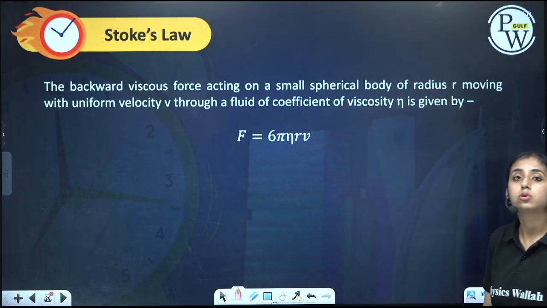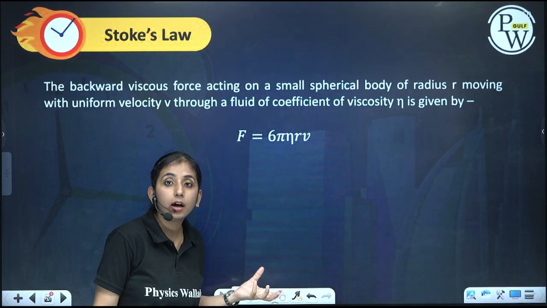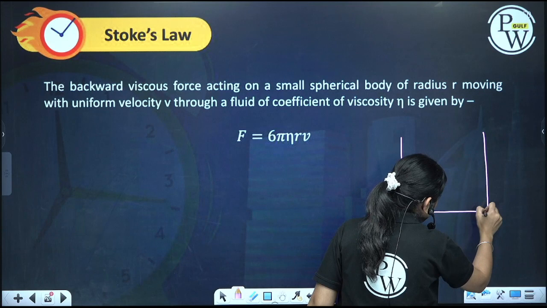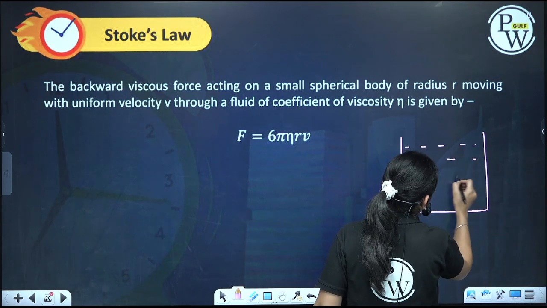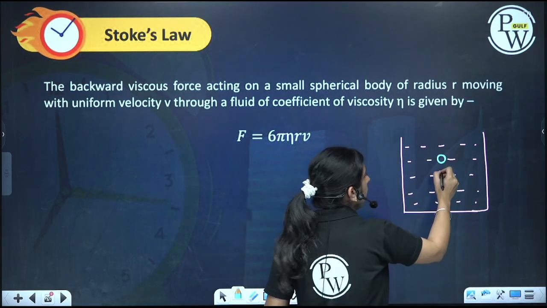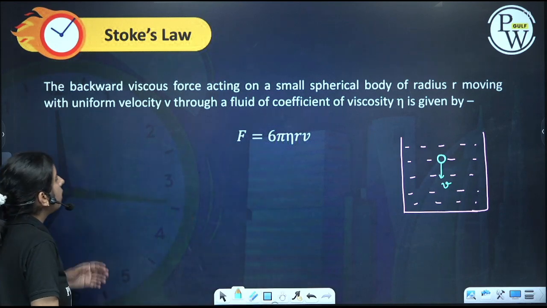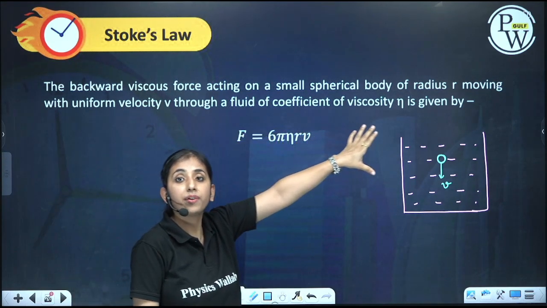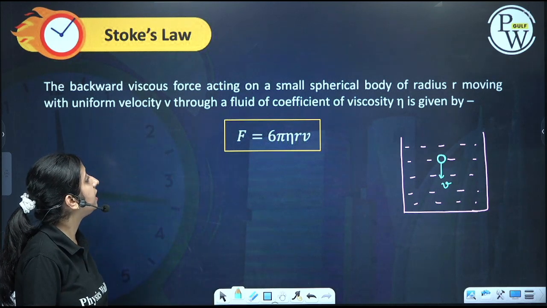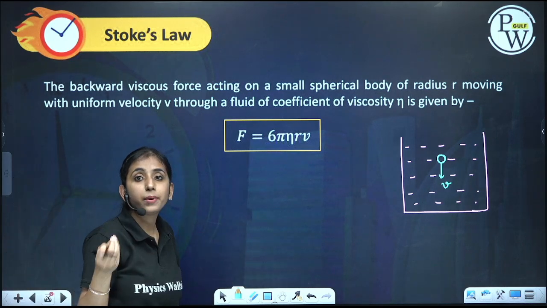Next comes Stokes' law. Stokes' law says that if we have a fluid whose coefficient of viscosity is eta, and there is a small body of radius r which is moving with speed v inside this fluid, then the backward viscous force acting on a small spherical body of radius r moving inside a liquid having coefficient of viscosity eta is given by F = 6 pi eta rv.